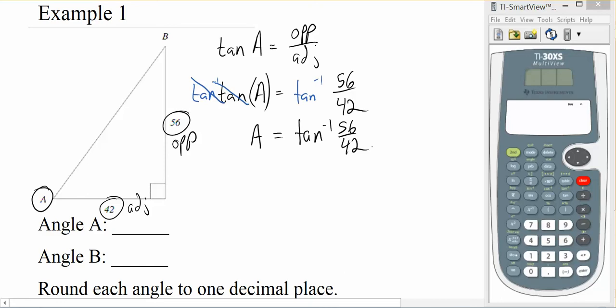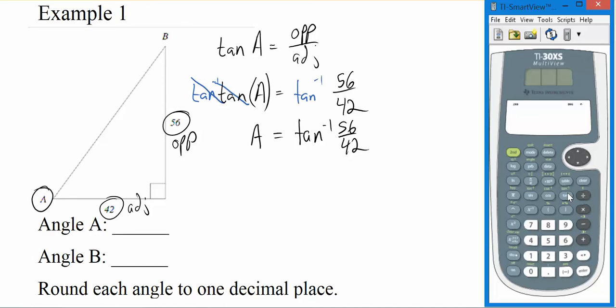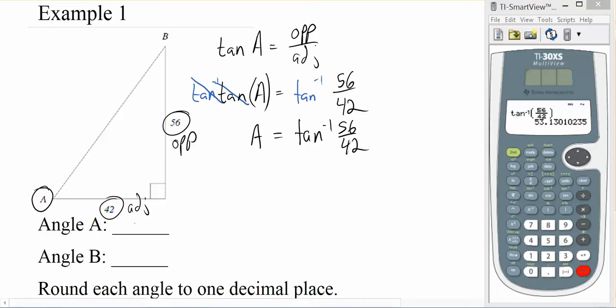And now this is something we can put in the calculator. We can use the second and then tangent button, and then we can put in the 56 over 42. And now this gives us an angle in degrees, because that's what the mode of the calculator is set in. So it's looking like about 53.1 degrees.